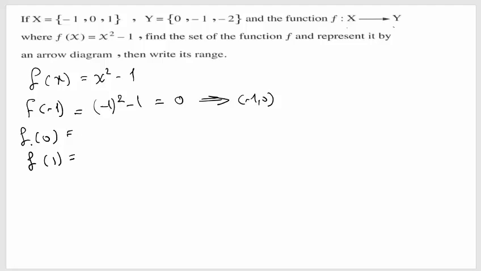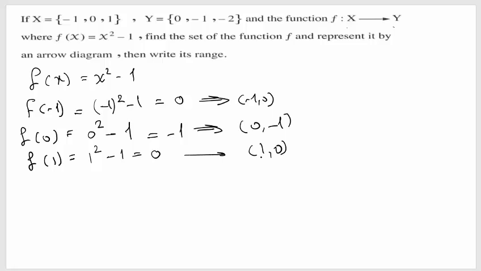f of 0 means to substitute or to replace each x in the function above and put instead of it the value 0. So it will be 0 squared minus 1, which is -1. f of 1, so I will put 1 instead of x. So it will be 1 squared minus 1, which is 0. So it will be the pair (1, 0). So when I'm writing the set of the function, the function f will equal {(-1, 0), (0, -1), (1, 0)}.